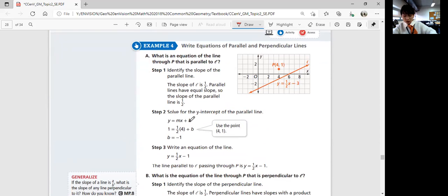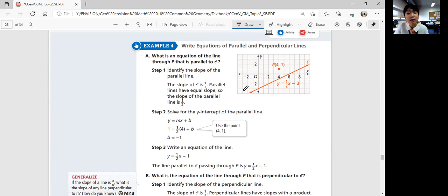Let's look at the last example, example 4. Write equations of parallel and perpendicular lines. Part A: What is an equation of the line through P that is parallel to L? Now we are given one line and a point P, and our task is to write a parallel line that goes through point P. There is exactly one line that's parallel to line L that goes through point P, right? That was the theorem we learned last lesson.